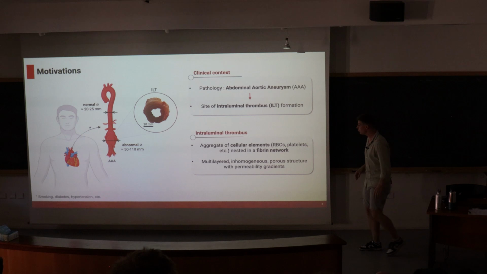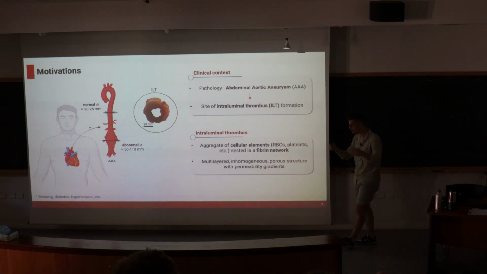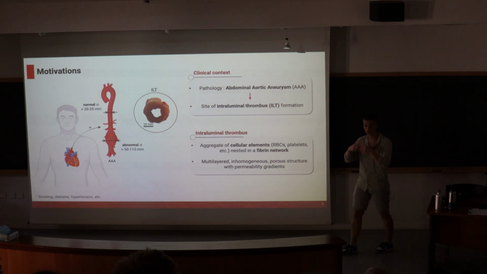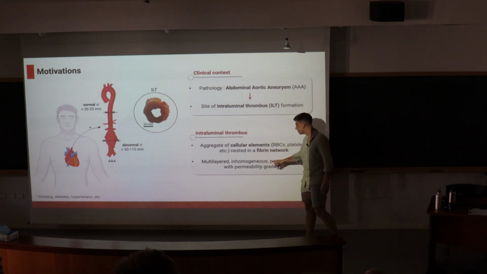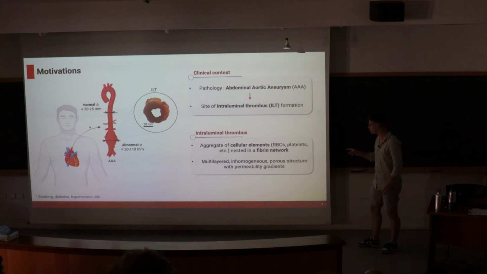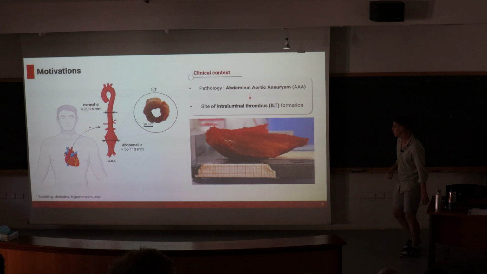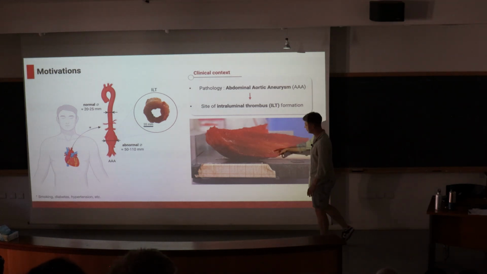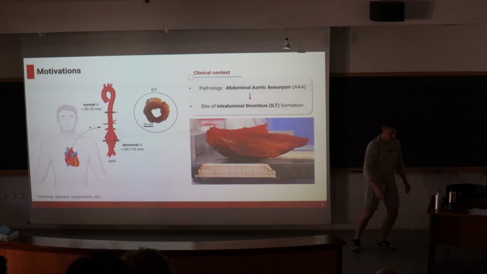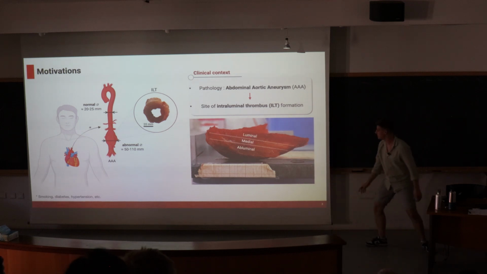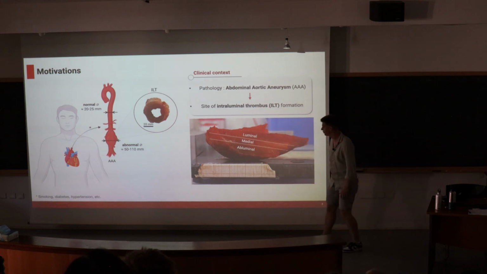From a biological point of view, this is an aggregate of cellular elements, red blood cells, platelets, etc., nested in a fibrin network. From a mechanical point of view, this is a multi-layered, highly inhomogeneous porous structure with a permeability gradient. Spoiler, disgusting picture. This is a real human blood clot, okay? Maybe you cannot distinguish the different layers, but there are three distinct layers: the red one called the luminal, then the medial and the abluminal layers.